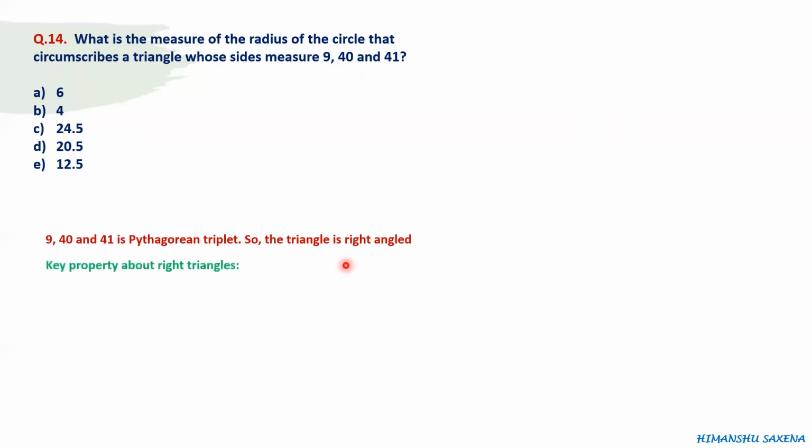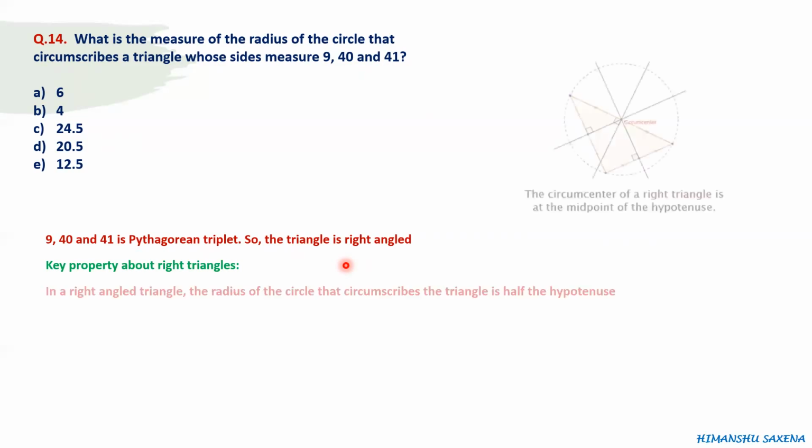Now, what is the key property about a right angle triangle? In a right angle triangle, the radius of the circle that circumscribes the triangle is half the hypotenuse. If you remember this figure from the previous video, this is a right angle triangle and this is the circumcircle. All three perpendicular bisectors intersect each other at the middle of the hypotenuse, so this becomes the circumradius of the circumcircle. So the circumcenter of a right angle triangle is at the midpoint of the hypotenuse.